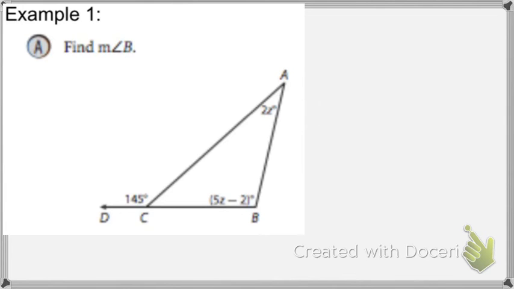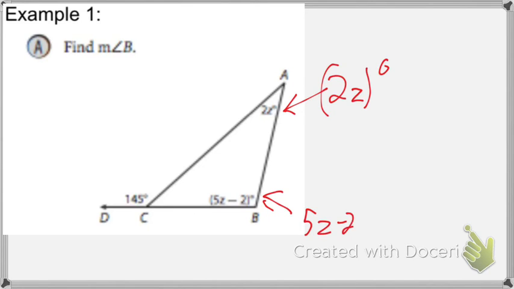Okay, we're finding the measure of angle B. Let me rewrite these. This right here is 2z degrees. This right here is 5z minus 2 degrees. And this right here is 145 degrees.